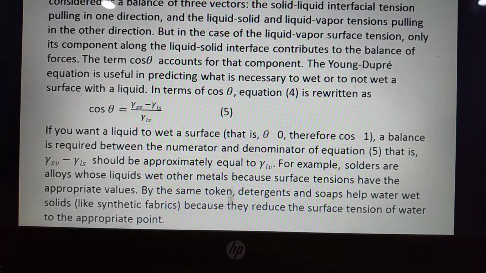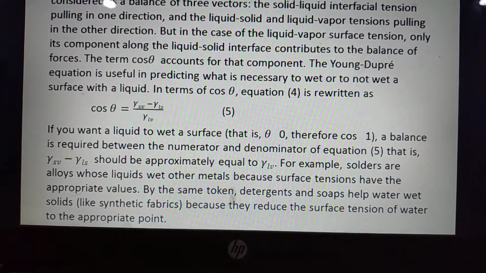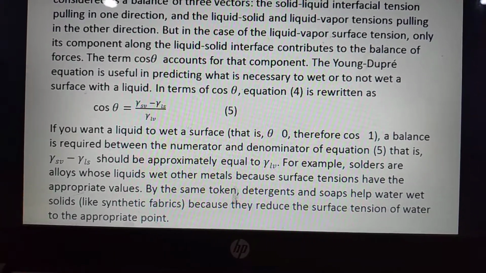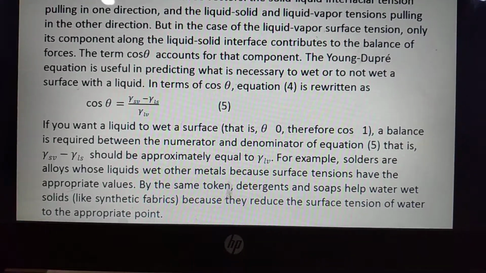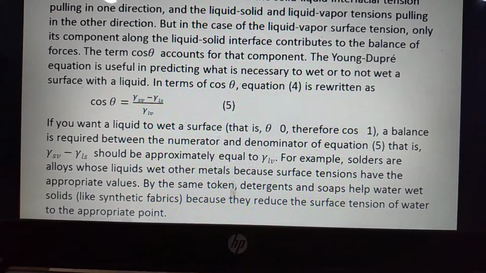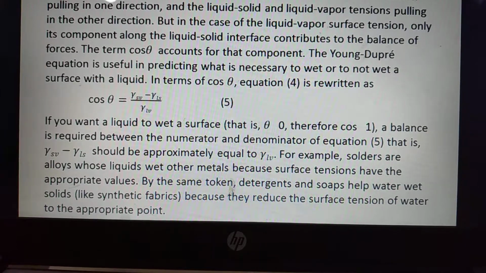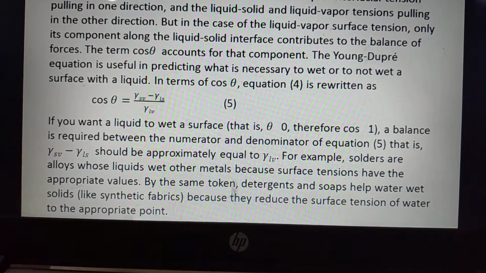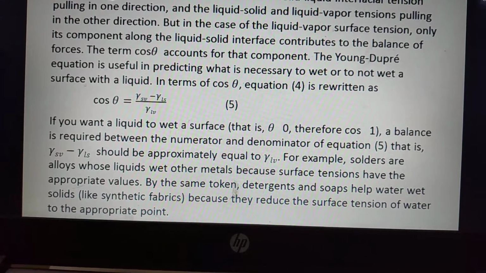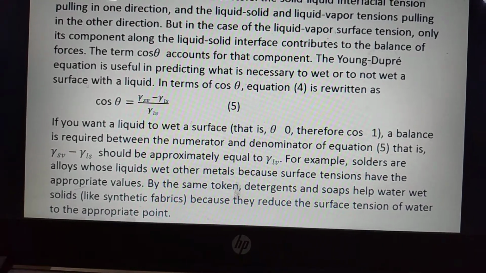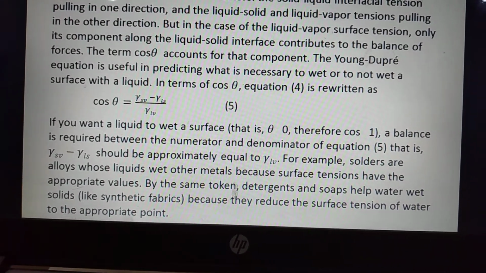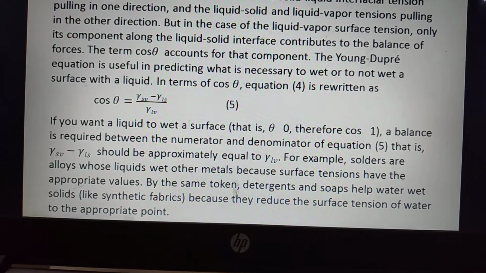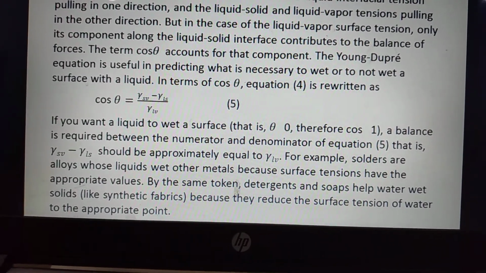For example, solders are alloys whose liquid metal wets other metal surfaces because the surface tensions have appropriate values. By the same token, detergents and soaps help water wet solids like synthetic fibers, because they reduce the surface tension of water to an appropriate point. That is it.